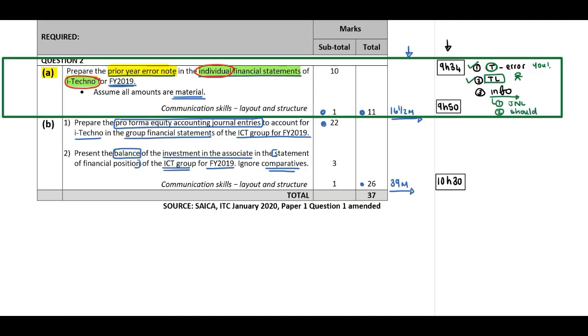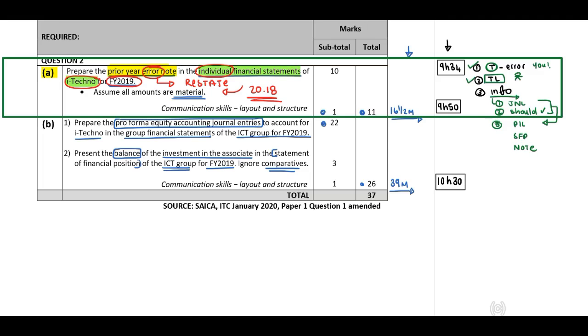What is the correct journal? And then, guys, number 3, we need to identify this difference and identify the effect on our P&L, our SFP, and we need to remember our note. Now, please remember, this is a prior error, right? In the records of 2019. Now, if this is an error, always remember we need to restate. Therefore, we need to go back and fix 2018's amounts.